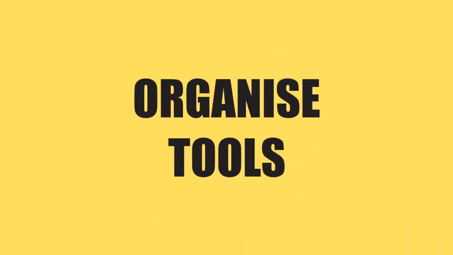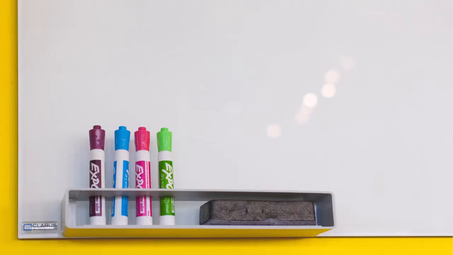Invest in organisational tools. Consider using containers or hanging organisers near the board to store your teaching materials. Your markers, your board cleaners, magnets, anything that you'll need when you're at the board. Having a designated space for everything will make it easier to maintain a clutter-free board. And as an added bonus, it makes it harder to lose things.